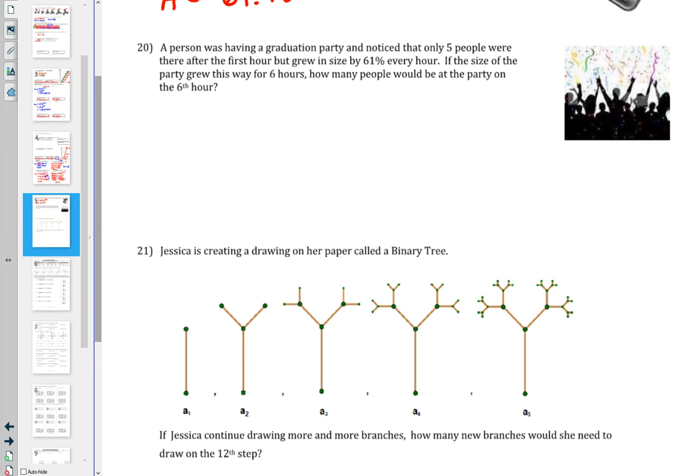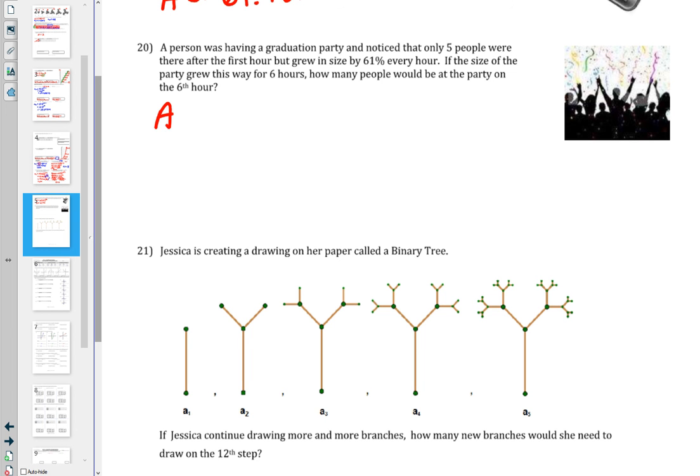Is this going to be geometric or arithmetic? Geometric. Still geometric because we're going up by a percent. If they had said every hour there's 20 more people, a common amount of people, then it's arithmetic. But if it's a percentage, it's always geometric.